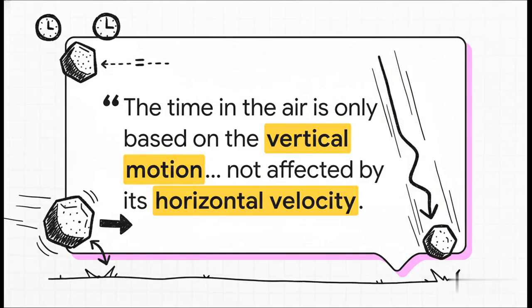Now this is so important, I really want you to let this sink in. It does not matter if you throw that rock sideways at 5 miles an hour or 500 miles an hour. The time it takes to hit the ground below will be exactly the same. Think about that. Why? Because falling is a vertical thing. It's all happening in the y direction, and it couldn't care less about what's happening in the x direction.